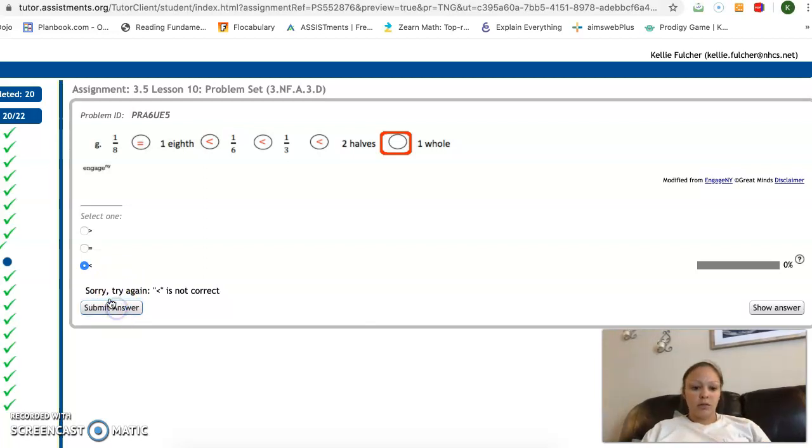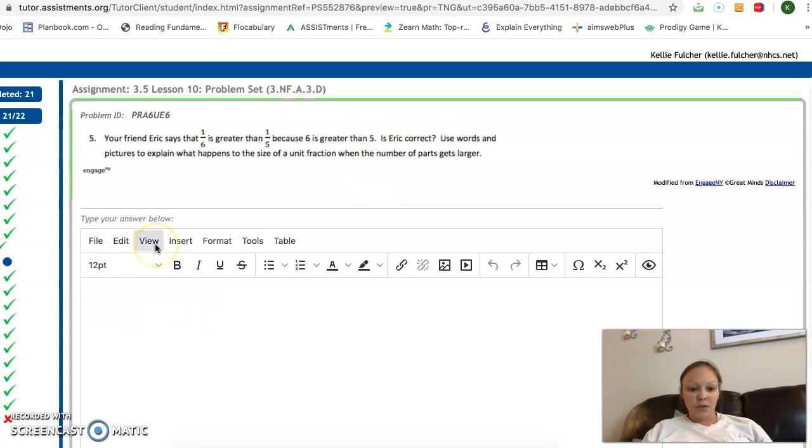Well, that's not right. Okay, maybe it was comparing this fraction and this fraction. Okay, 2 halves and 1 half are equal. Okay, that was kind of confusing.